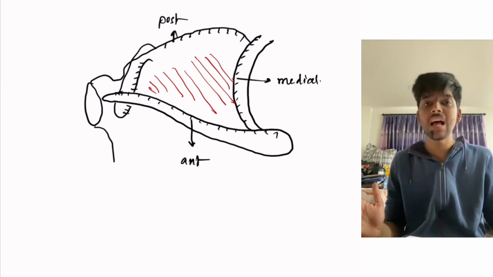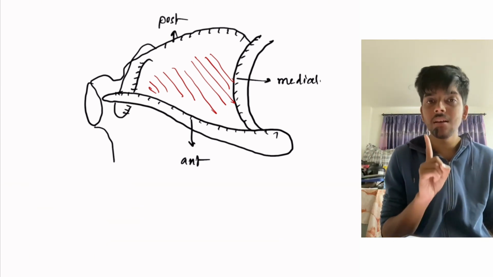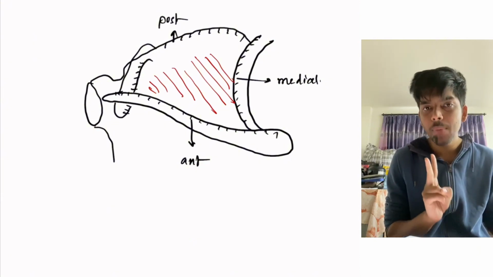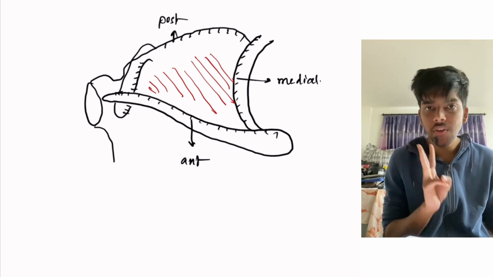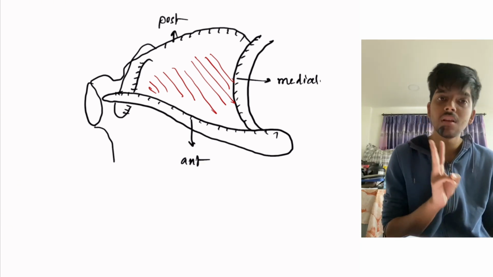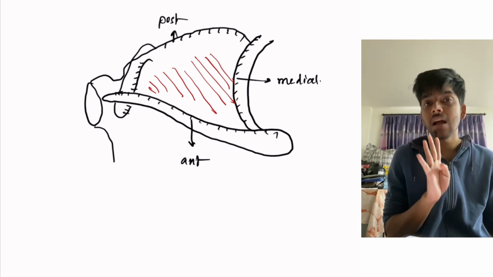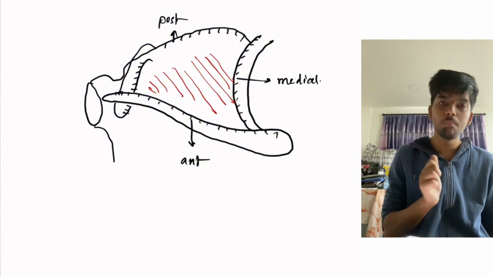Okay, one last revision for the apex of axilla. Number one, apex is present at the base of the neck. Number two, apex is directed medially and upward. Number three, apex is also called cervicoaxillary canal. And number four, there are three boundaries of apex: anterior, medial, and posterior.